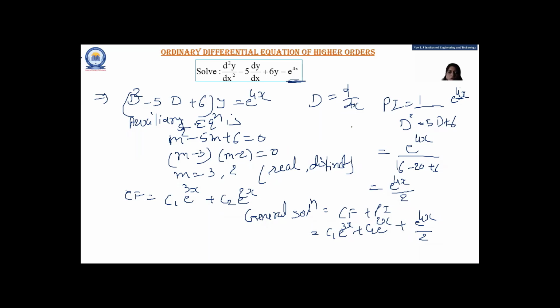Function of d is what? This is the multiple of y. As per the first step, the multiple of y is d square minus 5d plus 6, right? And your right hand side is e raised to 4x. So we replace d by 4, and we got the non-zero term. So our final answer for PI is e raised to 4x by 2, and the general solution is CF plus PI.